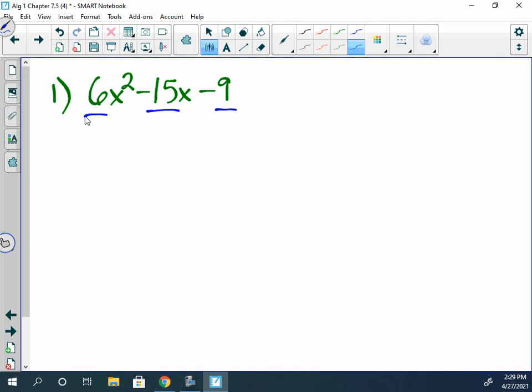It was 3, because 3 is divisible into 6, 15, and 9, and it works out that it is the biggest number that goes into all three. Because 6 divided by 3 is 2, and we have x squared, minus 15 divided by 3 is 5, and 9 divided by 3 is 3. So that is the biggest number that divides into all three.